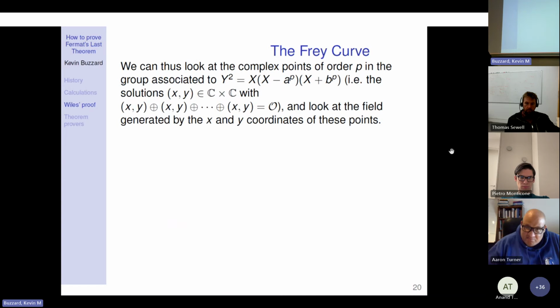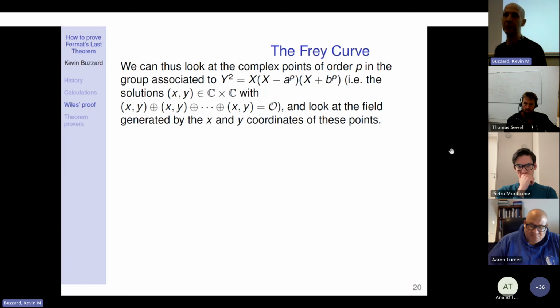And so now what Frey observed is if we take this counterexample to Fermat's last theorem, and then we make this elliptic curve, and then we look at the complex solutions, and that gives us a group, and then you can ask, what are the elements of the group such that when you add them to themselves p times you get 0? That's the question. What are the points of order p in this group?